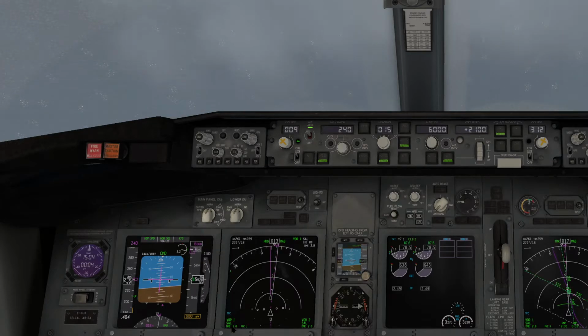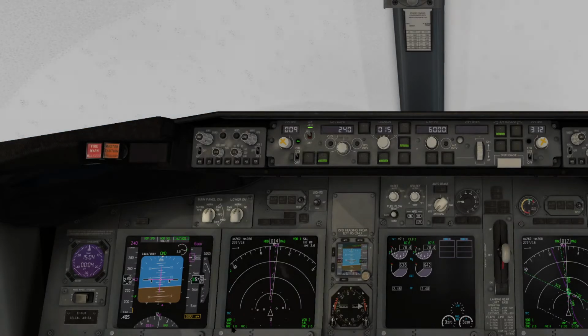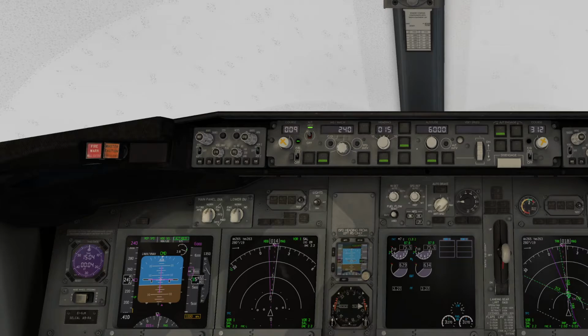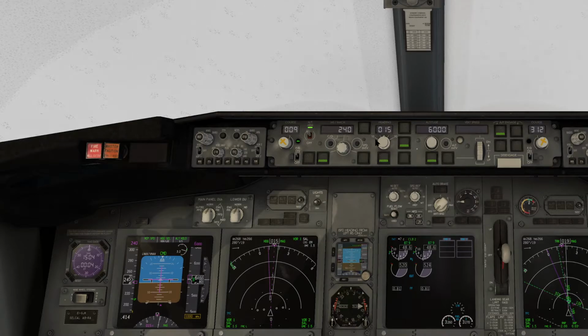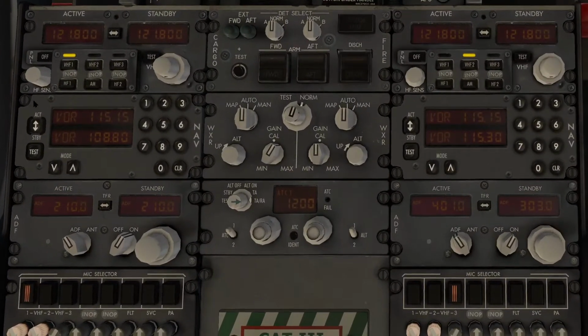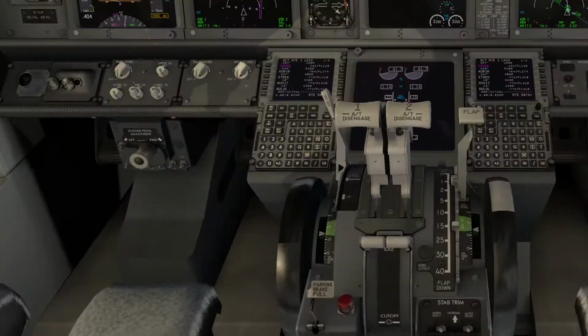DME 0.5 from Salon de Provence. We turn left on 357, leveling at 6,000 feet. So we turn left 357 and we will intercept on this heading the Marseille 340.